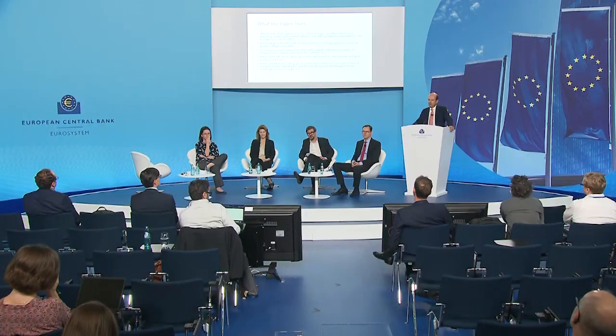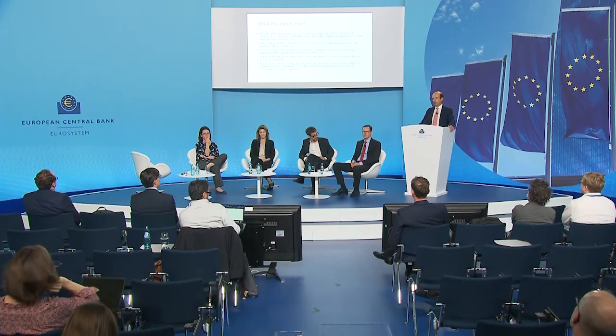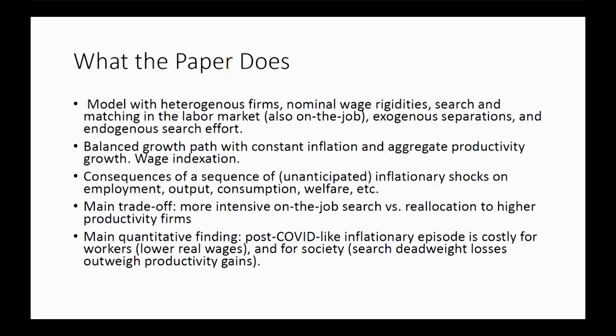So let me very briefly, because Jane did a very good job at summarizing the paper, remind you what the paper does. The authors develop a model that has many ingredients: heterogeneous firms with different productivities, nominal wage rigidities, search and matching in the labor market, including on-the-job search, exogenous separations, and there is endogenous search effort, and that's the key and novel element of the paper, the endogeneity of search effort. Then the starting point of this economy is a balanced growth path, in which inflation is constant and productivity growth is constant, and the nominal wage is indexed to those two variables. So that's the starting point.